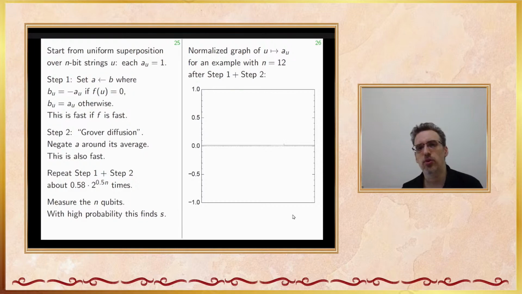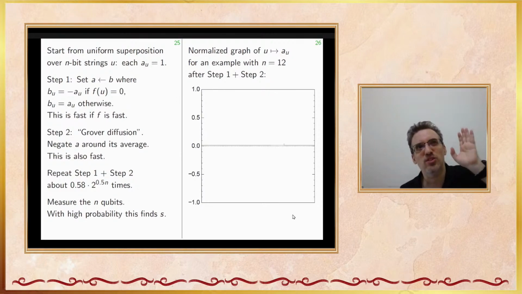Now you run step 2. And what does step 2 do? Well, it negates everything around the average. So the graph was constant 1 over 64, except a minus 1 over 64, and then 1 over 64. So the average is just a little bit below 1 over 64. And then you negate around the average. So the minus 1 over 64 is basically 2 over 64 from the average, and then it moves up to 3 over 64. And then everything else moves slightly because the average is not exactly 1 over 64.